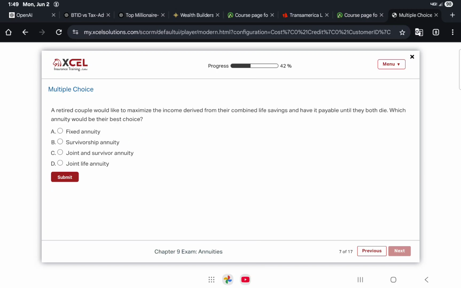A retired couple would like to maximize the income derived from their combined life savings and have it payable until they both die. Which annuity would be their best choice? Until they both. It would be survivorship. Joint and survivor. It would be a joint and survivor annuity. Joint and survivor until they both die. A joint survivor annuity covers two or more lives and continues in force so long as one of them survives.